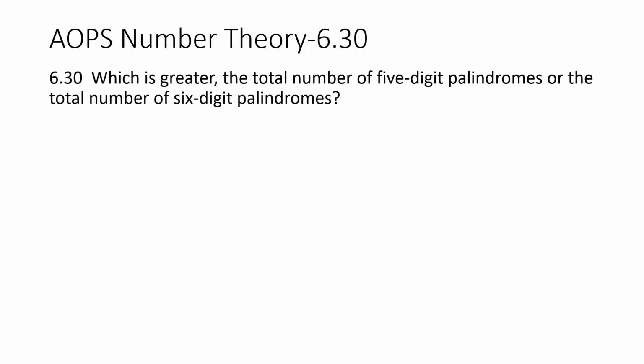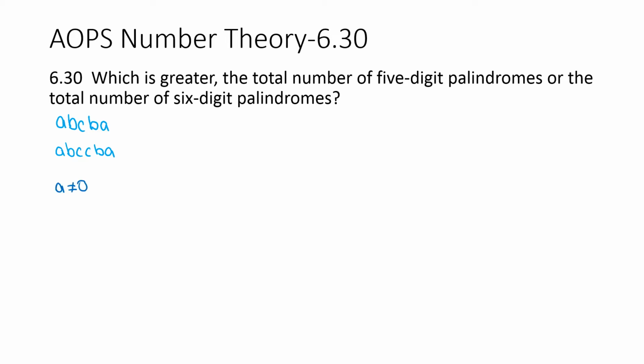So a 5-digit palindrome can be written as A, B, C, B, A, and a 6-digit palindrome can be written as A, B, C, C, B, A. And in both cases, A can't be equal to 0.